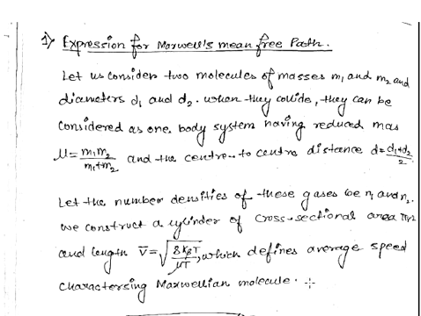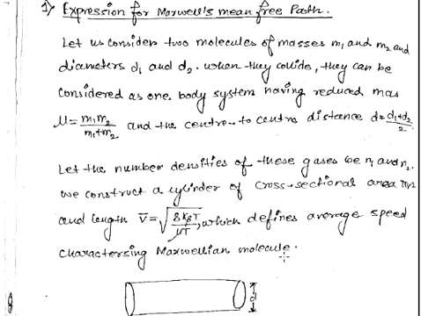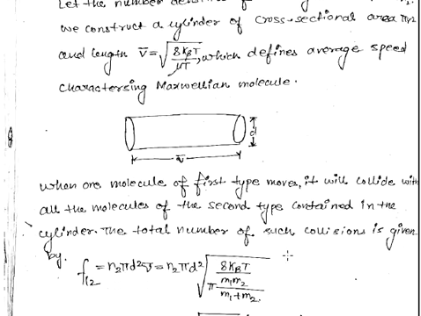If you are going to discuss the average speed characteristic of a Maxwellian molecule, then you need to write this formula. I have considered a cylinder whose length is v bar and whose diameter is d. When a molecule of the first type moves, it will collide with all the molecules of the second type contained in the cylinder. The total number of such collisions is given by F12 equal to n2 pi d square v bar. So this is the formula.